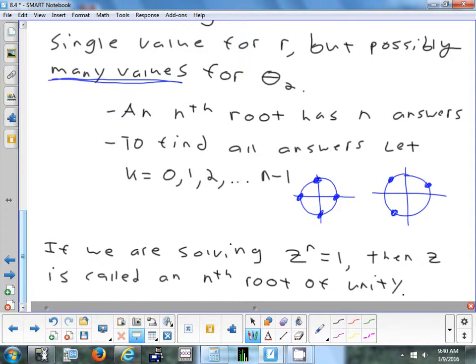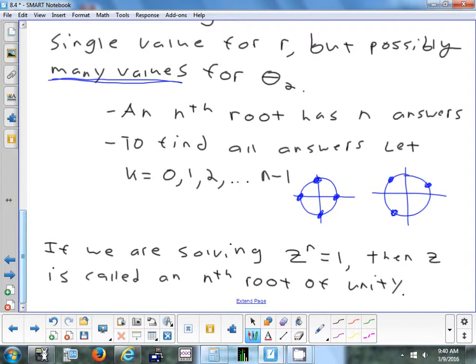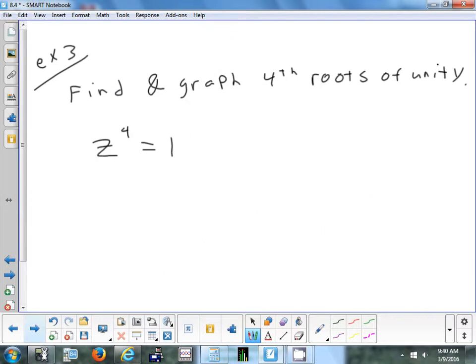All right, so now for the time we have left, we'll practice going through some examples. I've got like 4 different examples to look at. I don't think we'll get through them all, but we can do as many as we have time for. All right. Find and graph the fourth roots of 1. Okay, I've already set up the equation for you. That is step 1. Write z, fill in your power, and fill in 1.